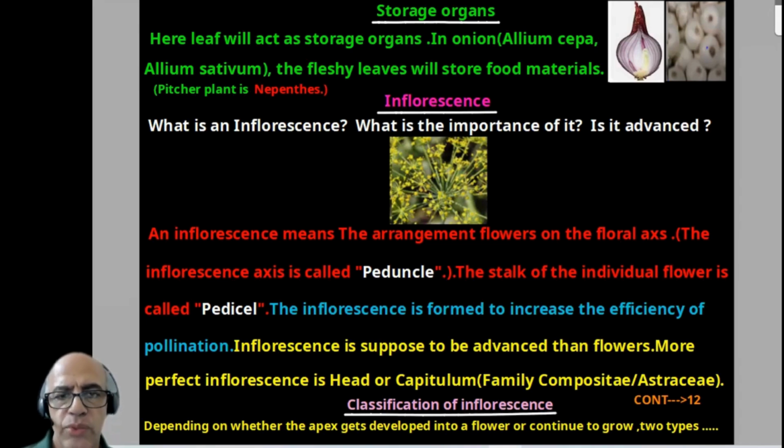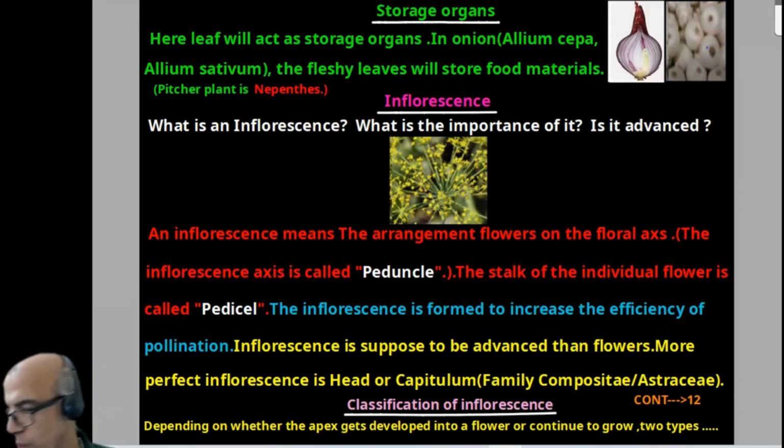So what is inflorescence? What is the importance of it? Is it advanced? See, inflorescence means the arrangement of flowers on the floral axis. Inflorescence axis is called peduncle. Stalk of individual flower is called pedicel. And inflorescence is formed to increase the efficiency of pollination. Inflorescence is supposed to be more advanced than flowers. And the most perfect inflorescence is that of composite or Asteraceae, which is called head or capitulum.